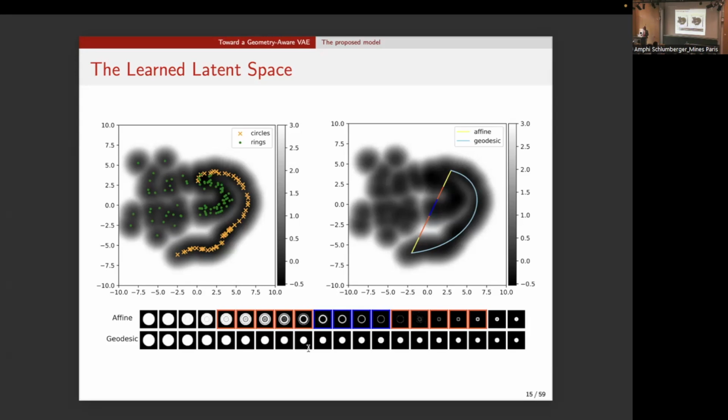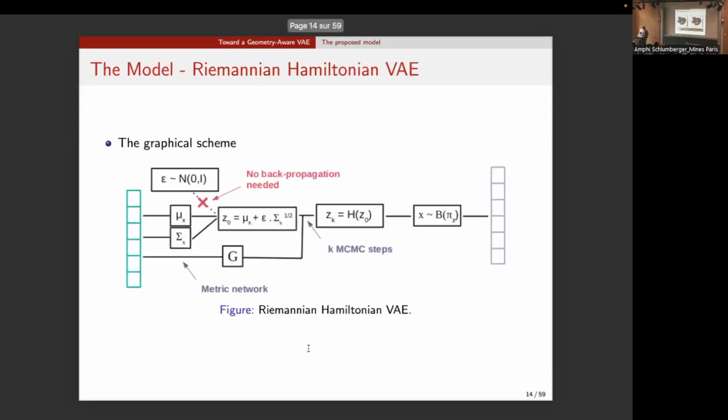Okay, good. So what have we learned? Yeah. How do you choose the K? How do I choose the K? In practice? Well, the larger K, of course, the better the distribution of the ZK is, closer to the conditional distribution.